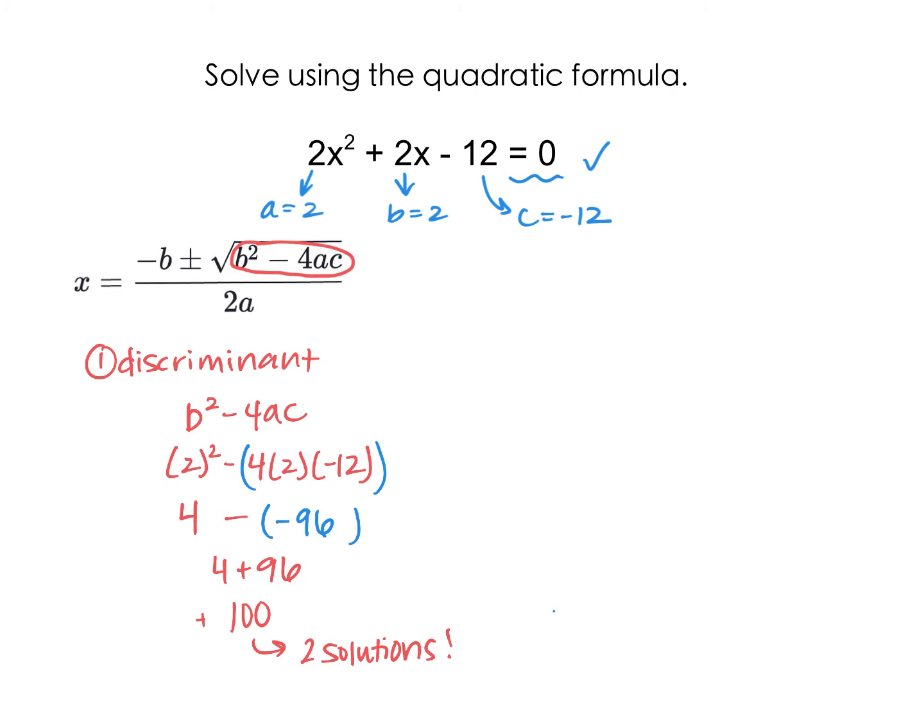To find those solutions, I got to use the entirety of the quadratic formula. So I'm going to plug in the rest of the values. I'm going to take the opposite of b, negative 2, plus or minus the square root of my discriminant. Rather than re-plugging in those values, I'm just going to use my simplified final result of 100 all over 2 times a. These are my solutions. I just need to clean them up a bit.